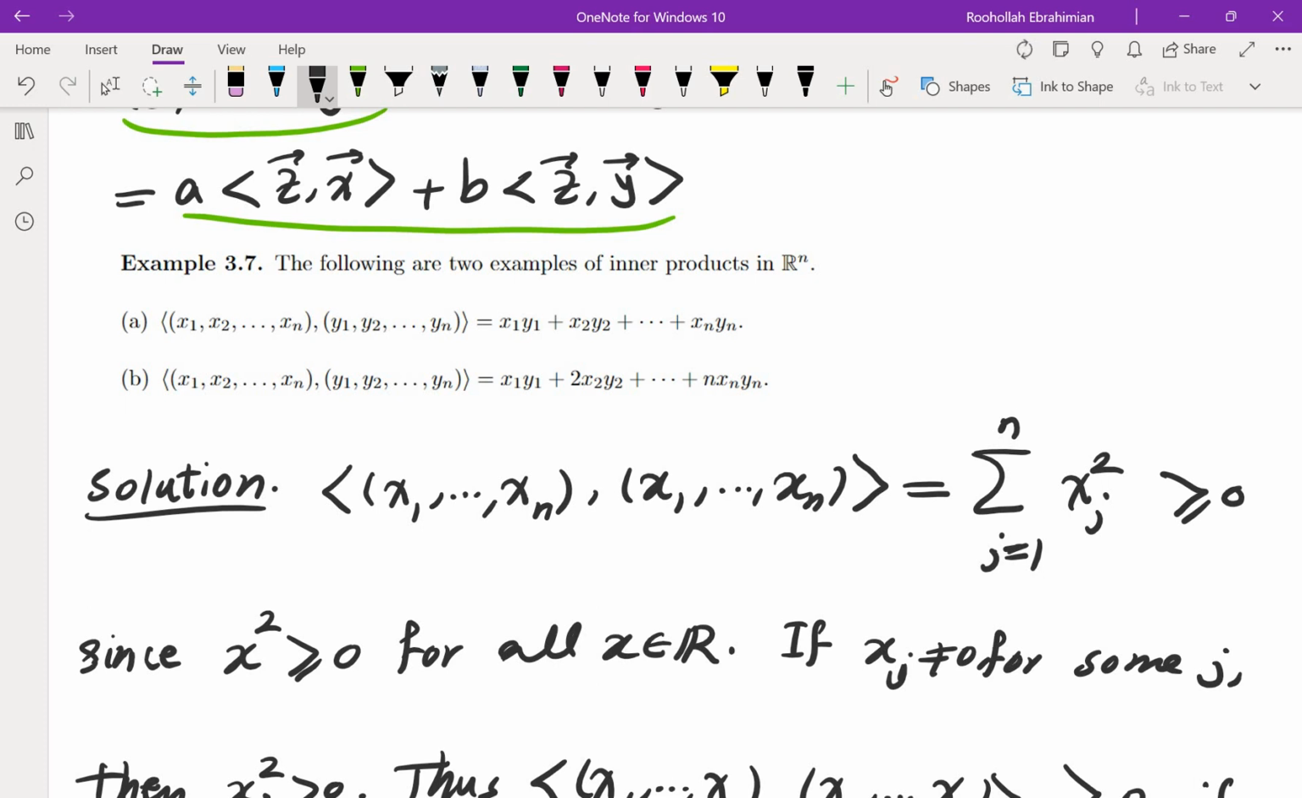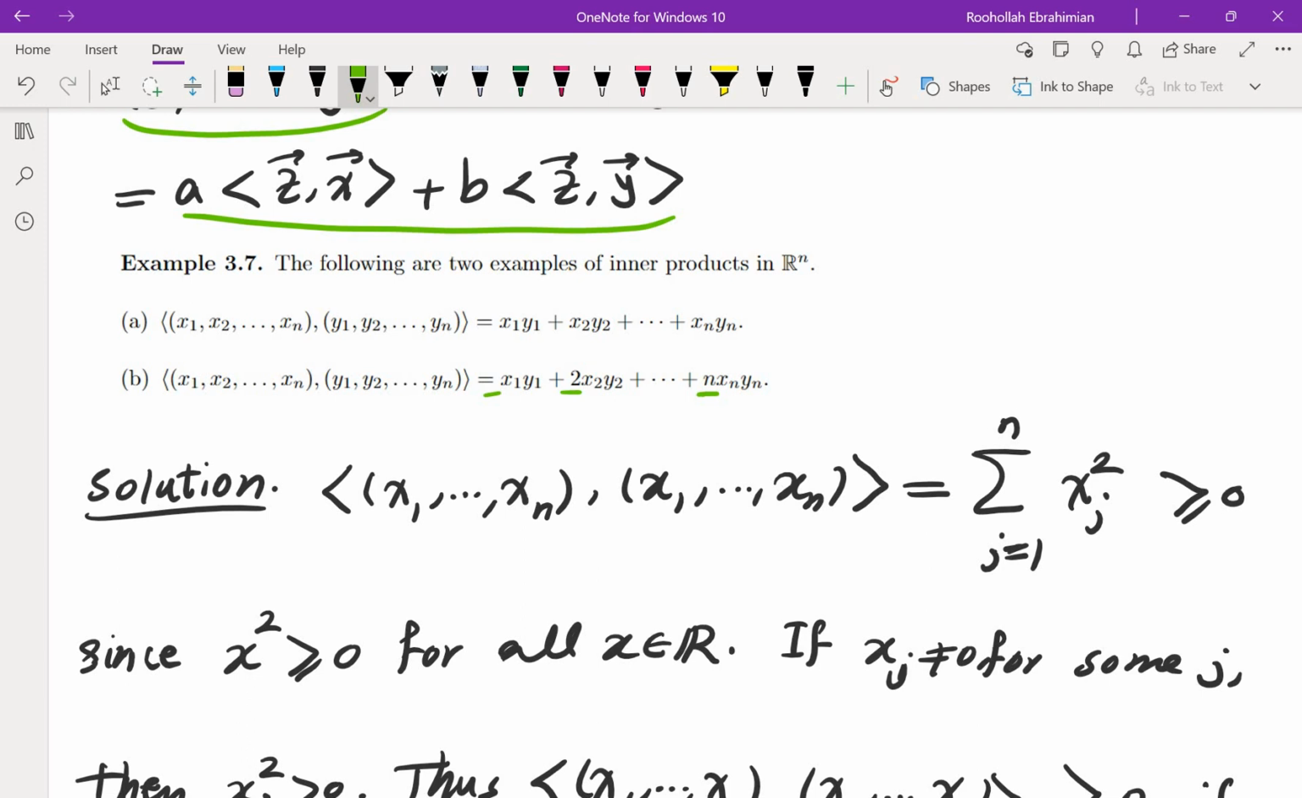And notice that the coefficients 1, 2, 3, all the way to n, are all positive. That's really the key. It doesn't matter that they are 1 through n. It does matter that they are positive. So therefore, the positivity is satisfied.